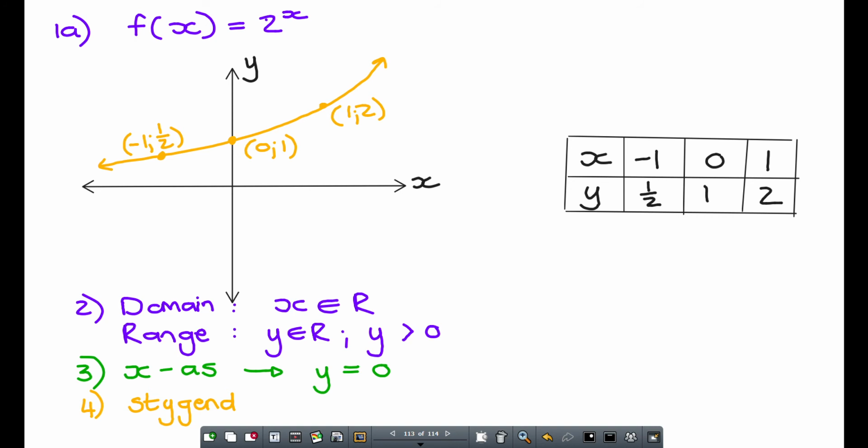Right, any questions at A? Right, dan gaan ons na B. At B we had f(x) is equal to 2 to the power of x, maar nou minus 2. So dis basies dieselfde grafiek as wat ons nou gehad het, except it moved down 2 units, nee?